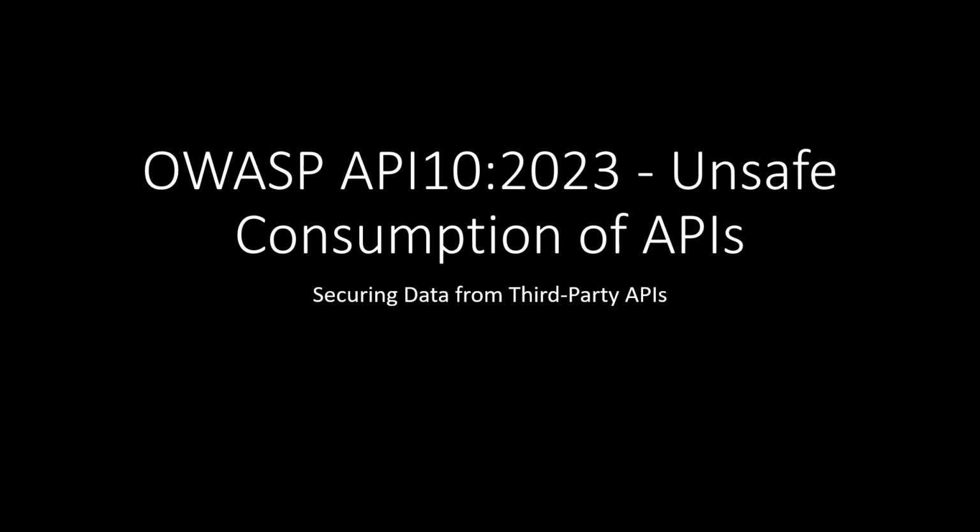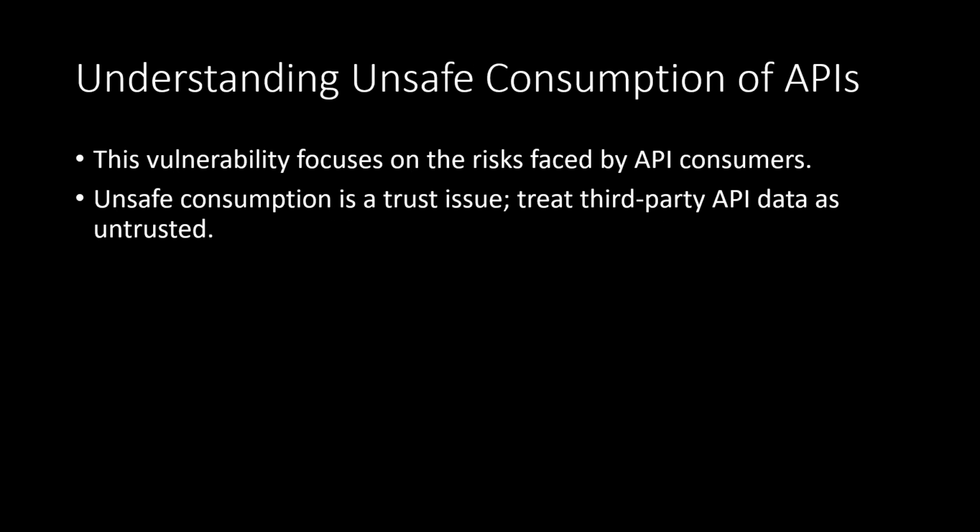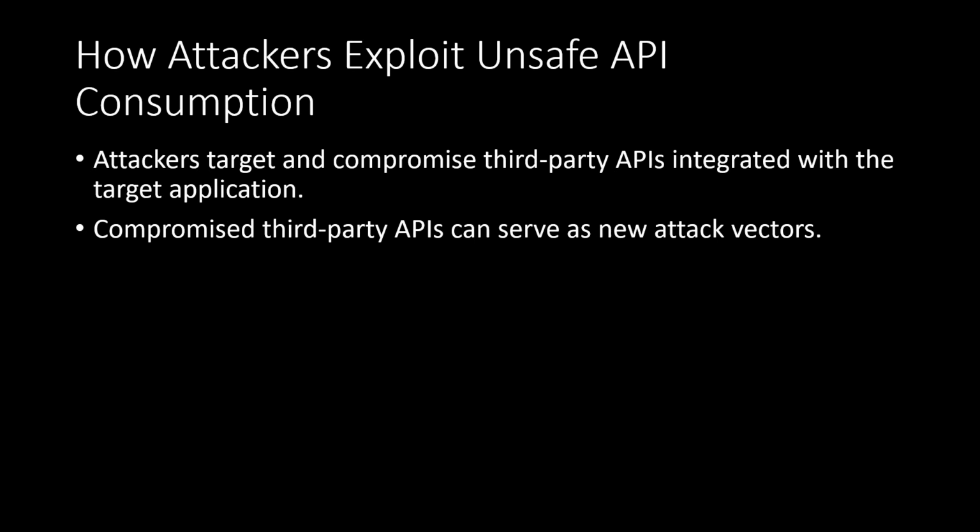Let's speak about unsafe consumption of APIs, which is number 10 on the list. Today, we'll explore this unique vulnerability and discuss strategies to secure data from third-party APIs. Unsafe consumption of APIs focuses on the risks faced by API consumers. It's primarily a trust issue, meaning that data from third-party APIs should be treated as untrusted, similar to how we handle user input.